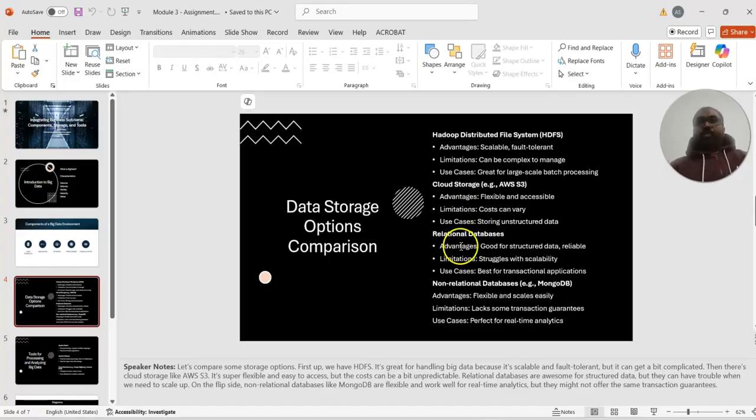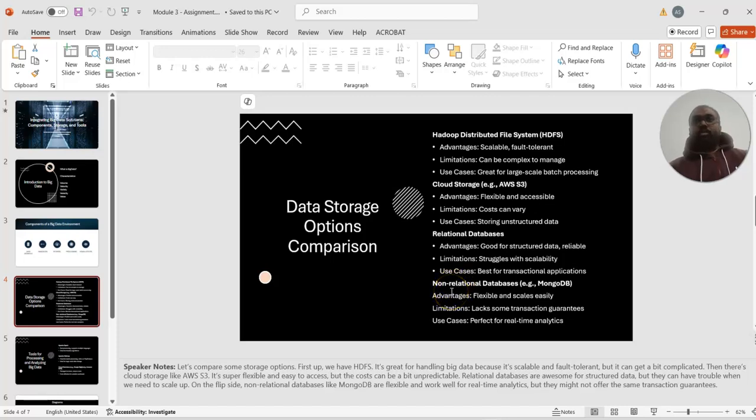Then we have the relational database system. In relational databases, the problem is scalability. It's good for structured data though, but it has a problem with scalability. And it's best for transactional types of data.